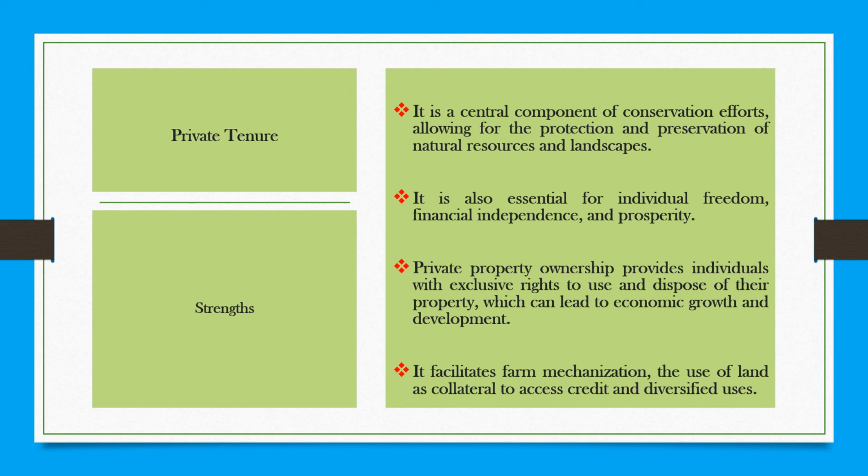Again, individuals can also offer land as collateral when they want to access credit in banks and other financial institutions. And in the process, they can use what they get as credit to introduce other equally income generating activities on the same piece of land. And this can lead to diversification of uses as well as diversification of income generation. So private tenure is important based on those three strengths.